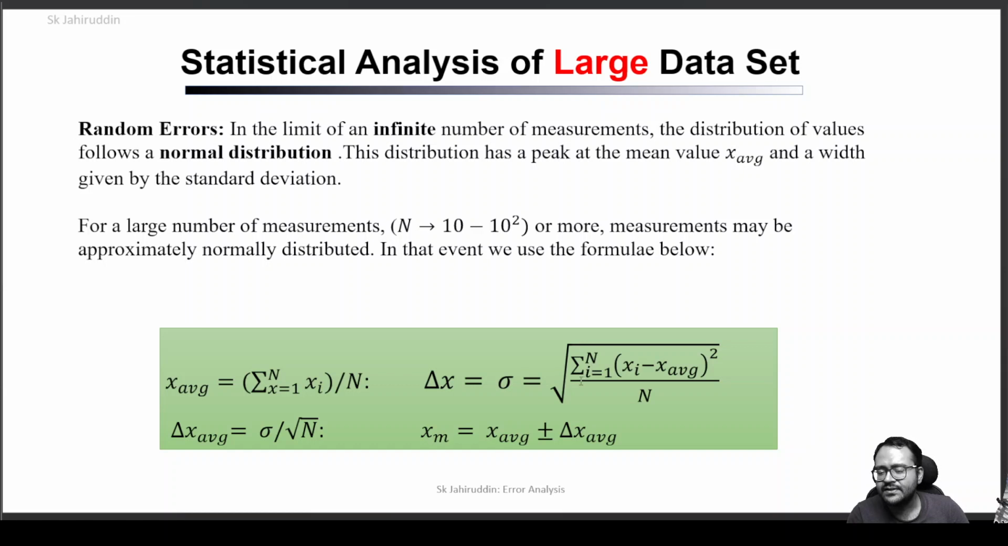How to calculate the standard deviation? You first calculate the average value, then for each and every measured value, subtract the average value, make a square, then add, divide by the total number, then take the square root.